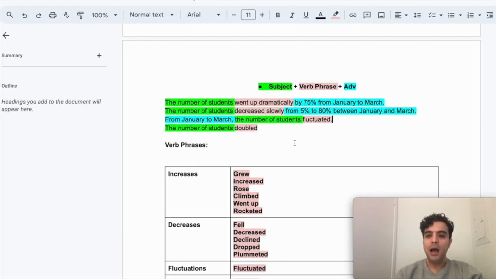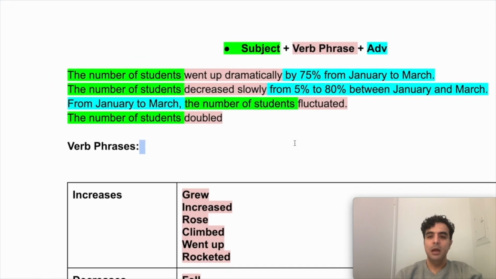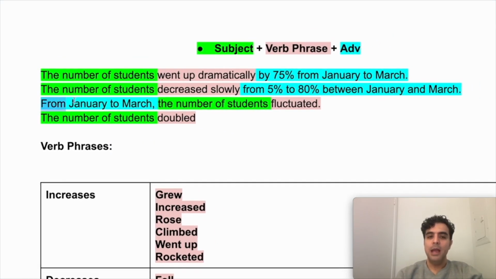You see, I have stated the adverb of time at the very beginning. And you could do this for any of these sentences. So here, for example, you could say the number of students went up dramatically by 75% from January to March, or you could say from January to March, the number of students went up dramatically by 75%. So you see, here's a little tip that I want to share with you.